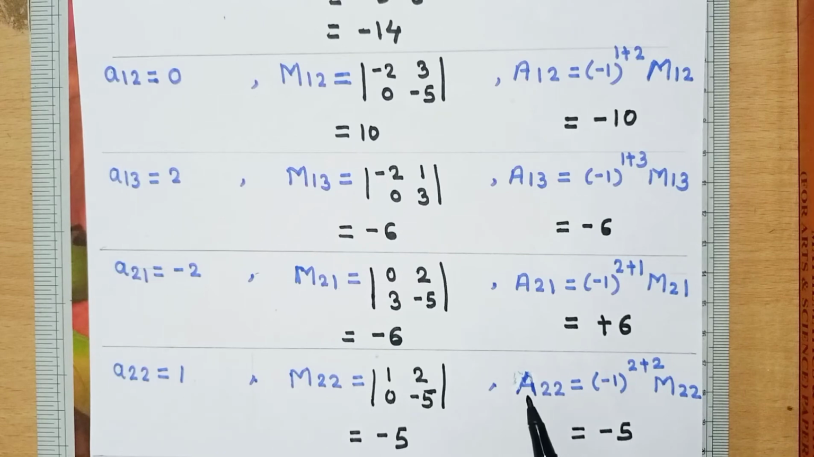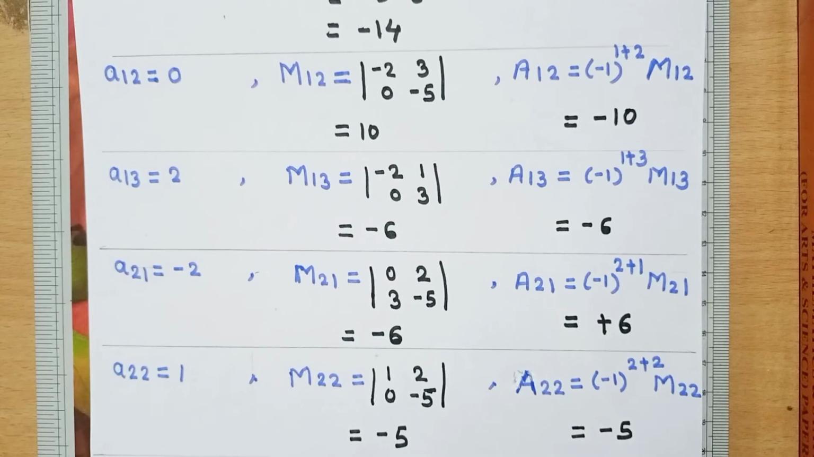Now check the cofactor of the A22 element. Here 2 plus 2 means 4. This index is even, so write down this minor as it is.